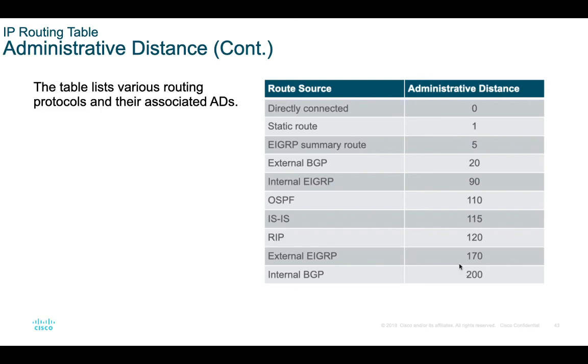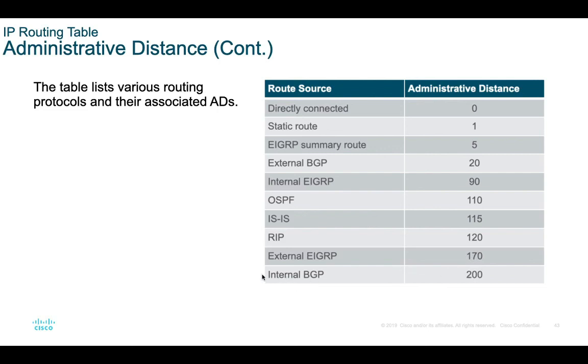But for dynamic routing, they vary, they have multiple values. EIGRP summary route is for between networks, but internal we are using 90. So when we do dynamic routing, please remember EIGRP is 90. OSPF is 110. Remember the ones that I highlight here. RIP is 120. This is for internal. But we also have external BGP 20, external EIGRP 170, internal BGP 200.